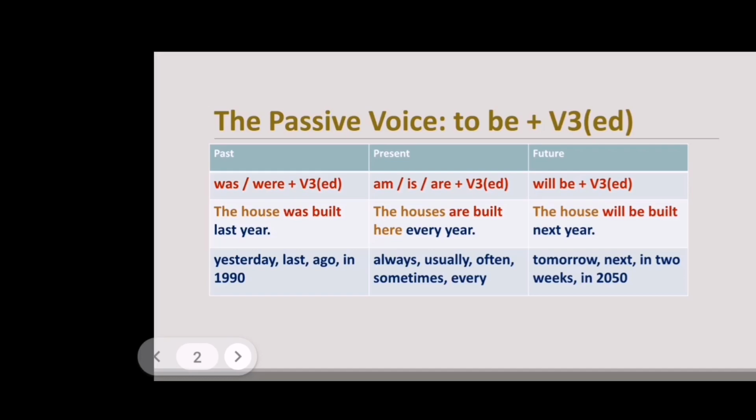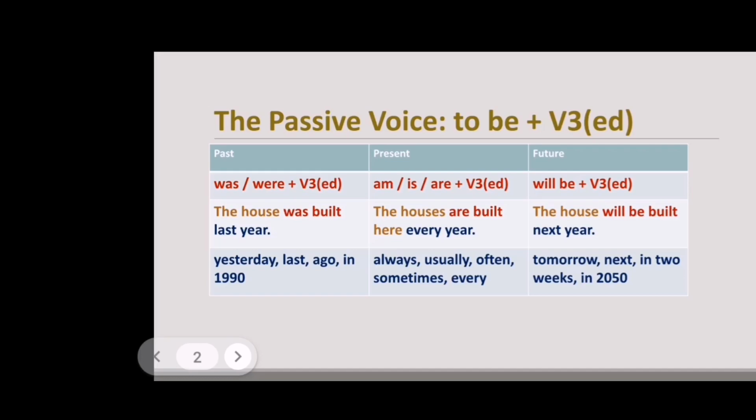To be in present, am, is, are. So the structure am, is, or are, plus the third form of the verb or ending ed. The markers, the words like always, usually, often, sometimes, every. Example, the houses are built here every year. The houses here in the plural, so are built.